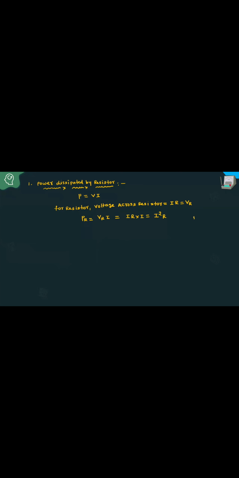We can also write I equal to V by R. Then one formula for power dissipated by the resistor is I square R. One more formula is V by R whole square into R, which is V square by R. The power dissipated by the resistor is PR equal to V square by R. This is one formula you have to concentrate on.